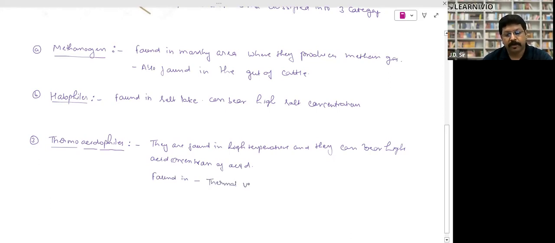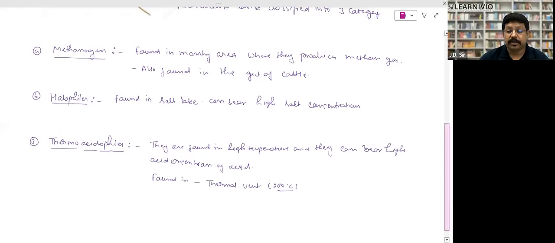What is a thermal vent? A thermal vent is basically the mouth of a volcano found at the sea floor, right? They are called thermal vents. The temperature at a thermal vent is 200 degrees centigrade, but these thermoacidophile bacteria can exist there. So these are the archaebacteria.